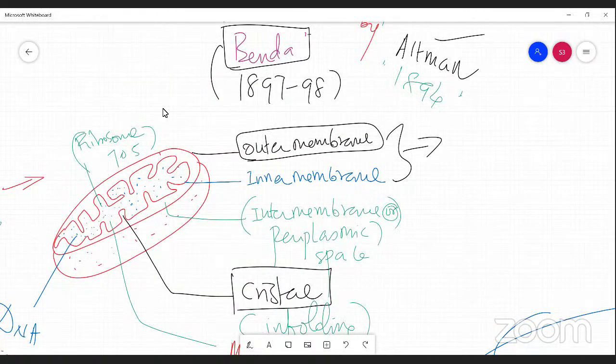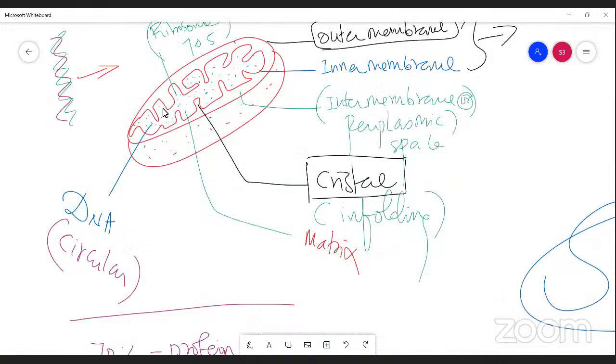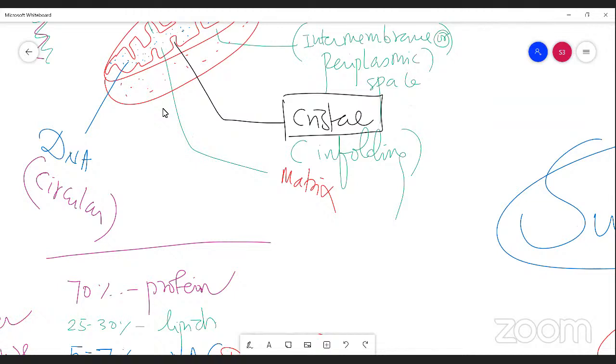Which of the following is an enfolding like structure that derives from the inner membrane of mitochondria? Matrix or Krista? Dear students, try to understand: which structure is an enfolding like structure that is derived from the inner membrane? That is the question. Cristae. Very good.